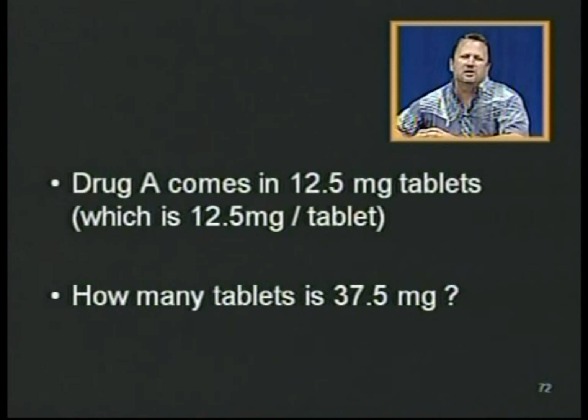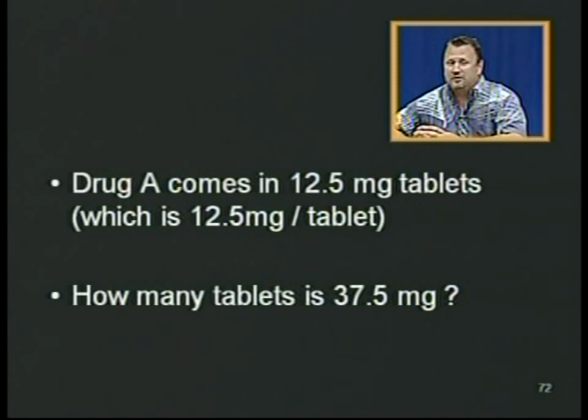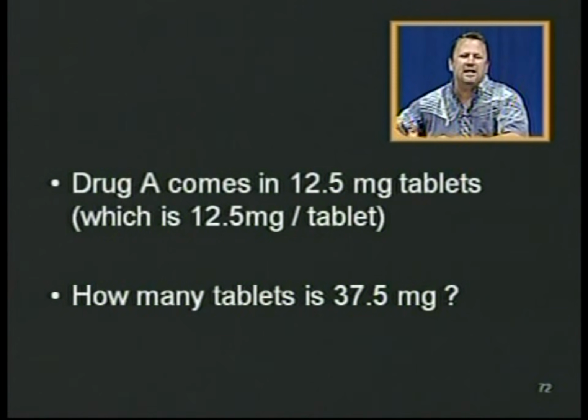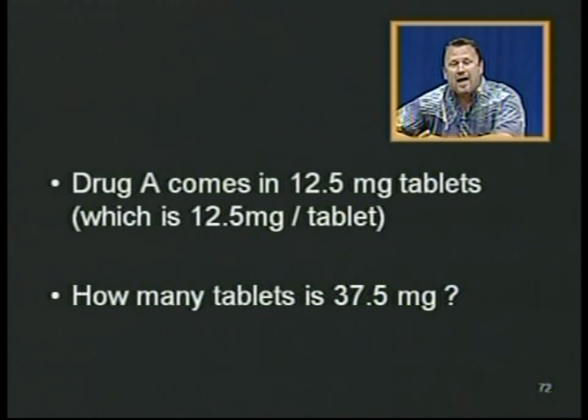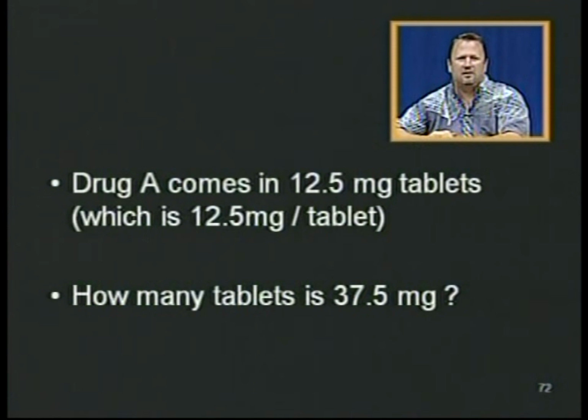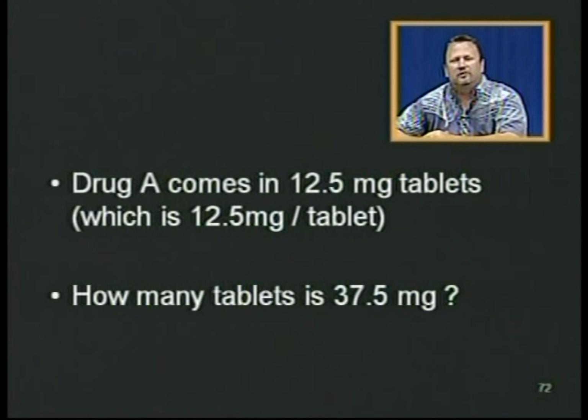So drug A comes in 12.5 milligram tablets, which is the same thing as 12.5 milligrams per tablet. Well, how many tablets is 37.5 milligrams? So what's the question? How many tablets? All right. And what kind of math do we see? What kind of numeric things do we see on this question? We see 12.5 milligrams per tablet, and we could write that tablet per 12.5 milligrams.